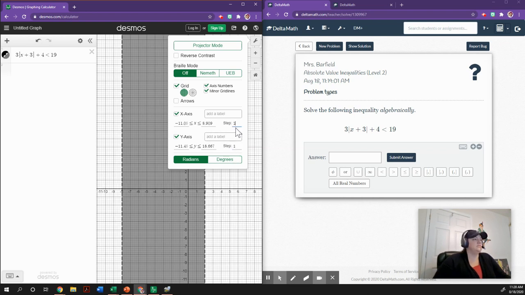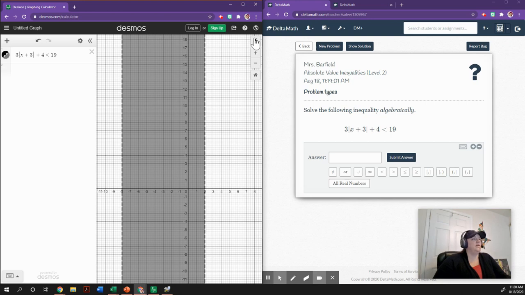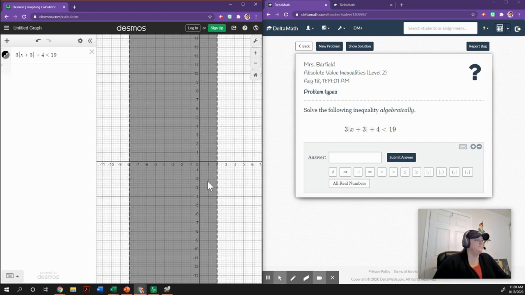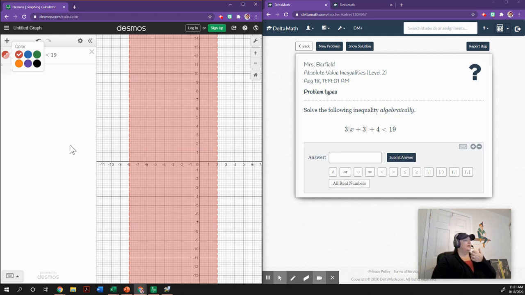So notice what I did there. I told it to number by ones, and I'm going to click off on that. If you don't like that, you don't have to, but that helps me out, especially when I'm teaching online. I'm going to switch the color. I do not like the color. There we go. So that tells me I'm crossing at -8 and I'm crossing at 2. I've shaded in between and I have open circles.